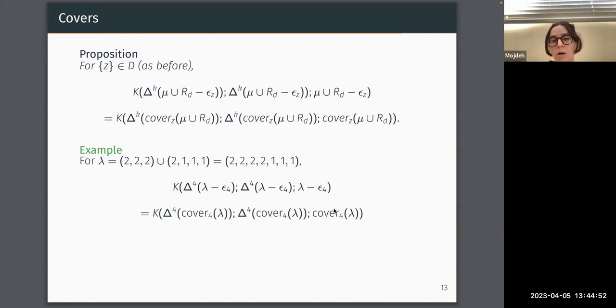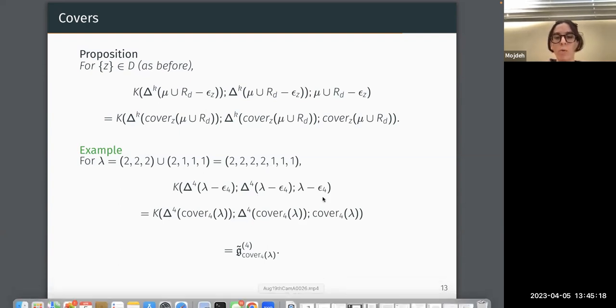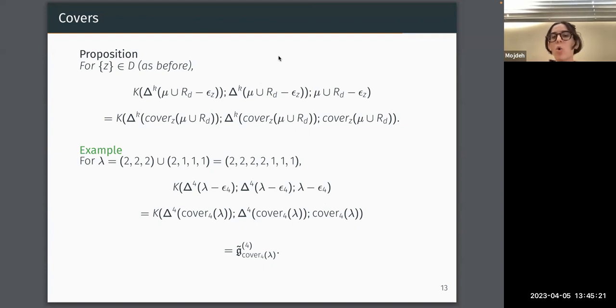Now again, remember, cover 4 of lambda or any cover of lambda does not have to be a partition, but it can be. And if it is a partition, this is exactly the definition of a closed K-Schur Katalan function. I'm not doing anything special. This is literally what the definition says, that a closed K-Schur Katalan is just one partition here, and then the K-Schur root ideal of it. Okay, so cool. A corollary to this proposition would be that if cover Z is in par, then we get back the closed K-Schur Katalan function.